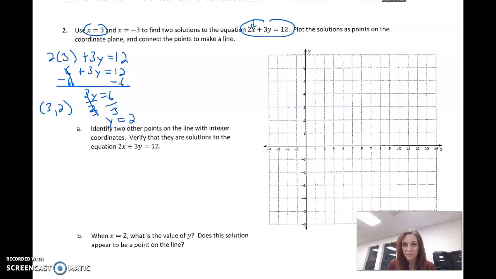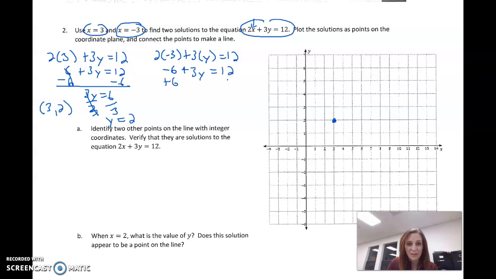All right. And now I want to plug in negative 3. So right here, 2 times negative 3 plus 3 times y equals 12. 2 times negative 3 is negative 6. Plus 6, plus 6. 3y equals 18. Divide both sides by 3. y equals 18 divided by 3, which is 6. So in this case, when I input a negative 3 for x, I get an output, my y, of 6. So negative 3, 6.